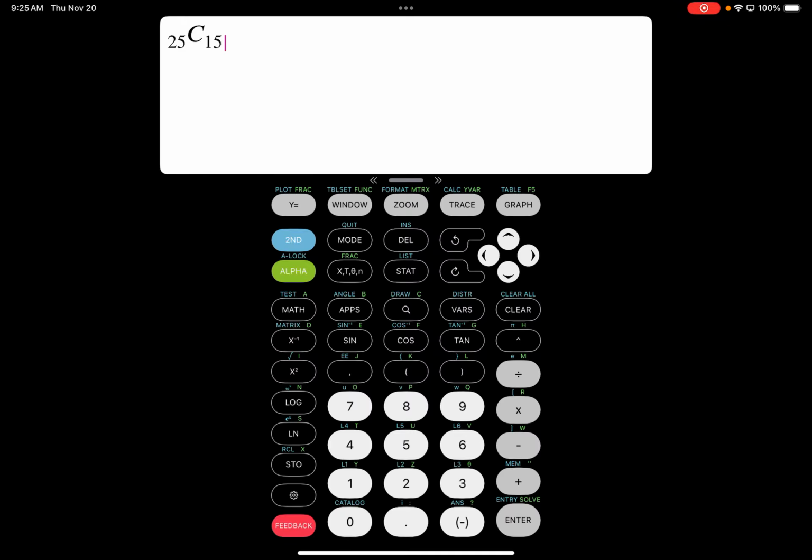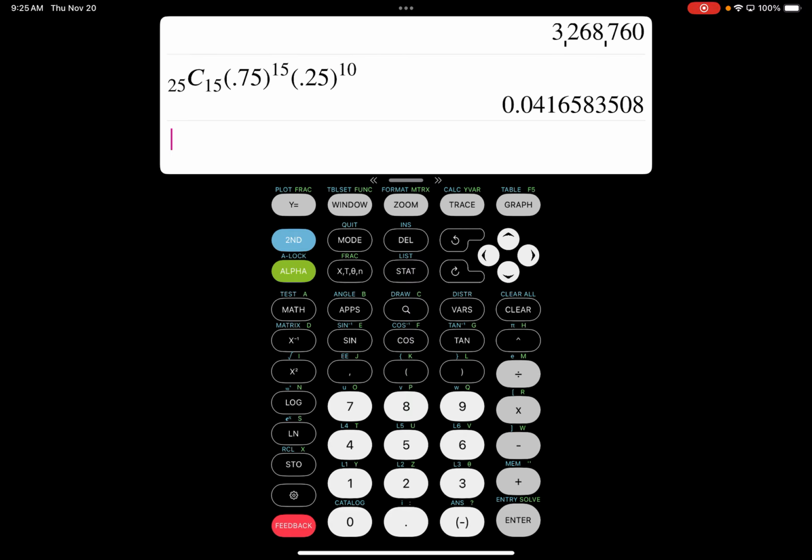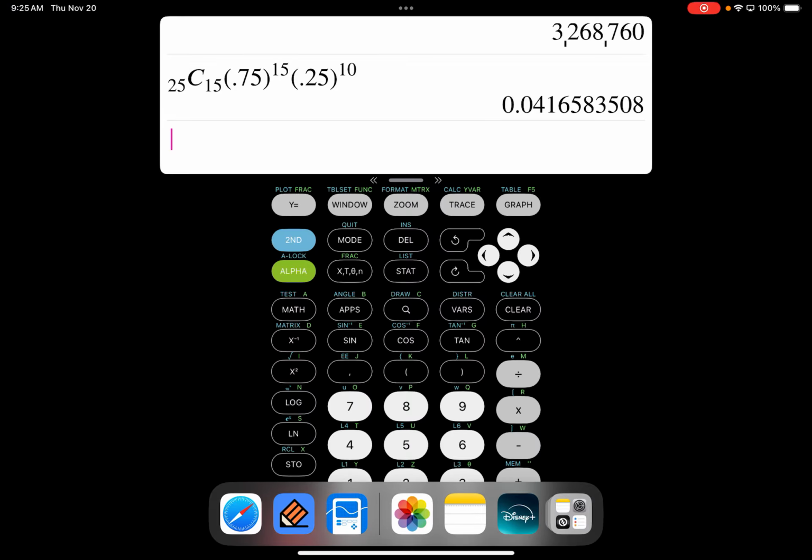Now, normally I just put in my problems after this, but I do want to show you that this number is really, really big. There's over 3 million combinations where you get 15 successes. So again, not a feasible number to work with on your own. So I'm going to multiply it by 0.75 to the power of 15, and then 0.25 to the power of 10. And it's giving me an overall probability of 0.0417.